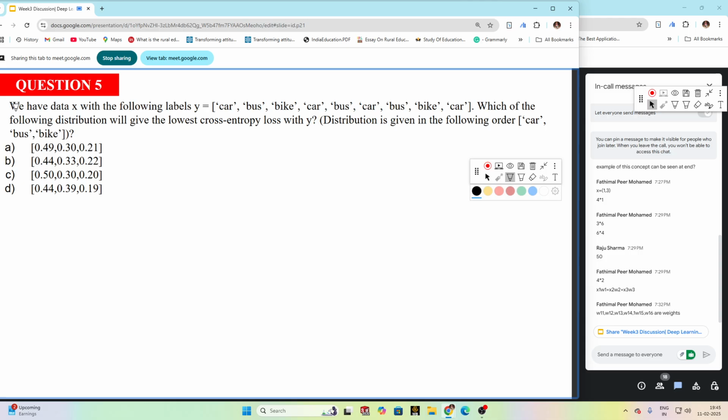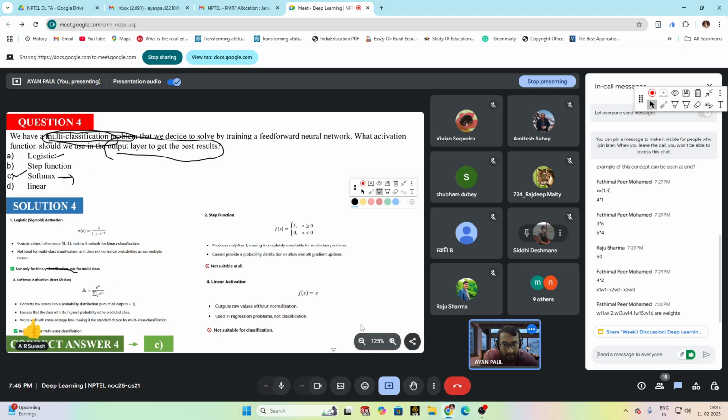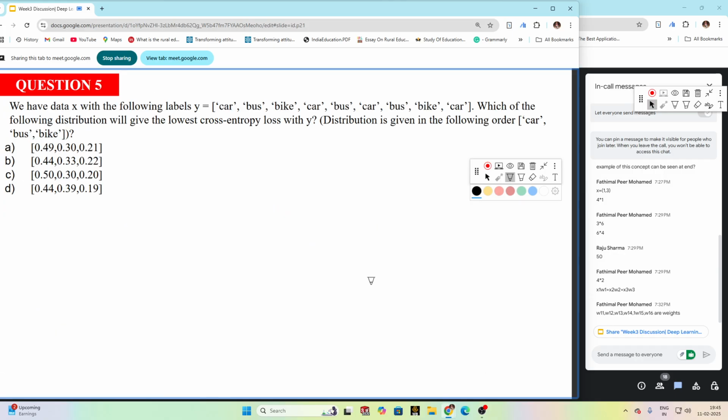Now this is the last question. Is it clear to all of you? Okay. We have data X with the following labels Y: car, bus, bike, car, bus, and so on. Which of the following distributions will give the lowest entropy loss with Y? The distribution is given in the following order: car, bus, bike.